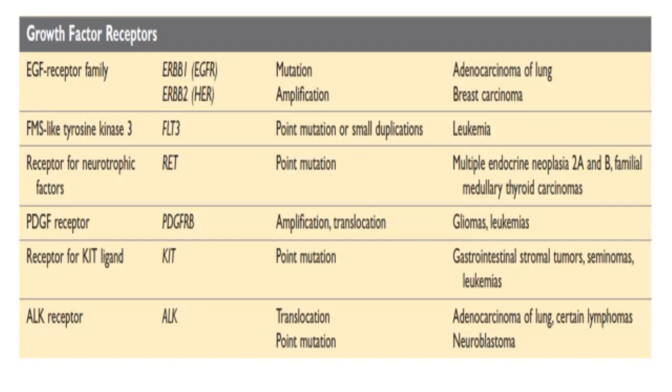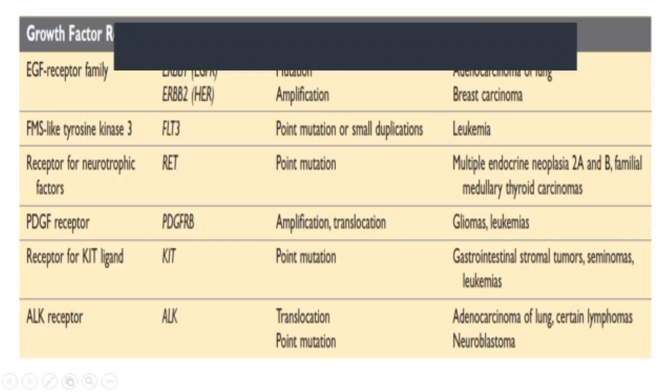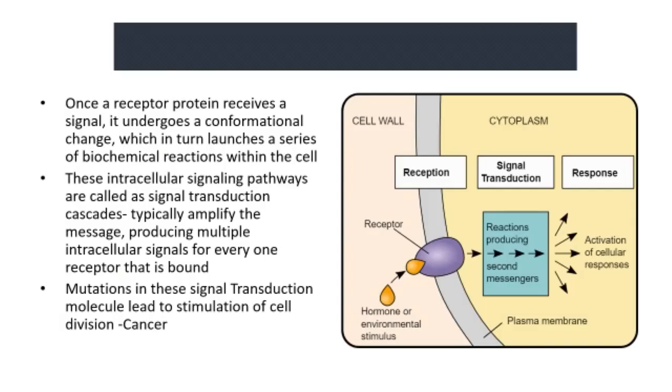So this is a chart which is explaining growth factor receptors, the mutations, and the common cancers that are seen. EGFR mutation is usually seen in lung cancer and breast cancer. FMS-like tyrosine kinase is seen in leukemia. Receptors for neurotrophic factors show point mutations in MEN1 and MEN2. PDGF receptor is mutated in glioma. KIT, most important, is mutated in GIST, seminomas, and leukemias. ALK receptors are mutated in adenocarcinoma of the lung, certain lymphomas, and also neuroblastoma. ALK inhibitors are now most commonly used in relapsed refractory neuroblastomas.